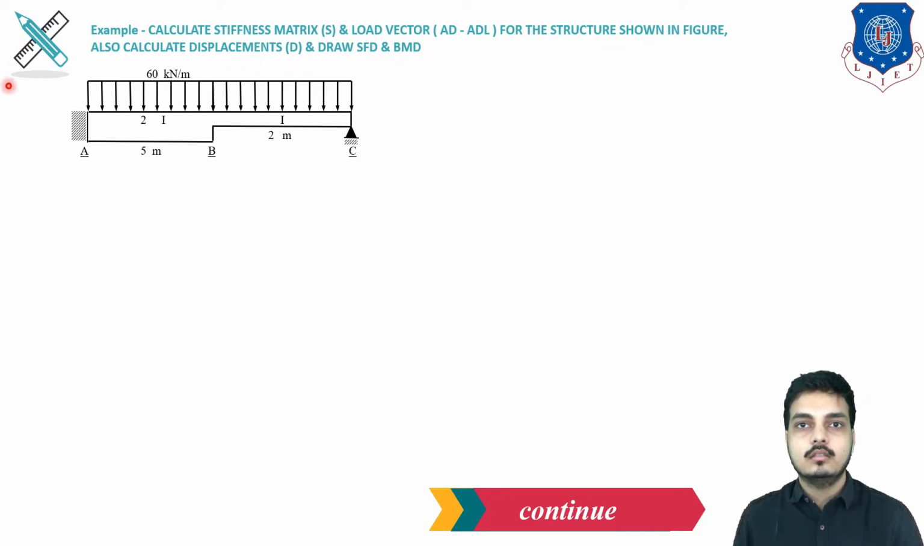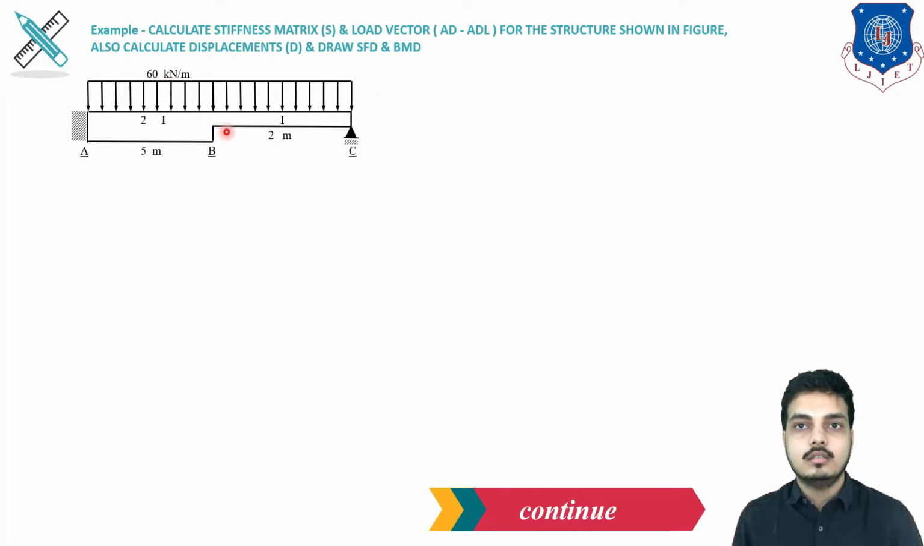Now here, look, it's a beam sum but with a little difference. Here, A support is a fixed support, and C support is a simple support. But you can see that the AB span is of 2I and the BC span has a single inertia, meaning 1I. And the entire A to C span is loaded with 60 kN per meter.